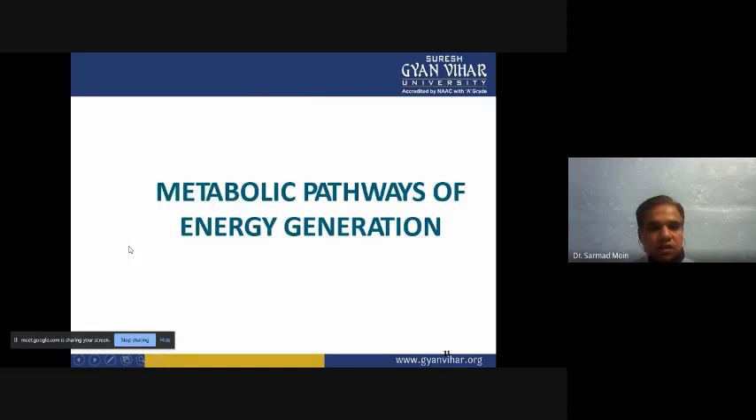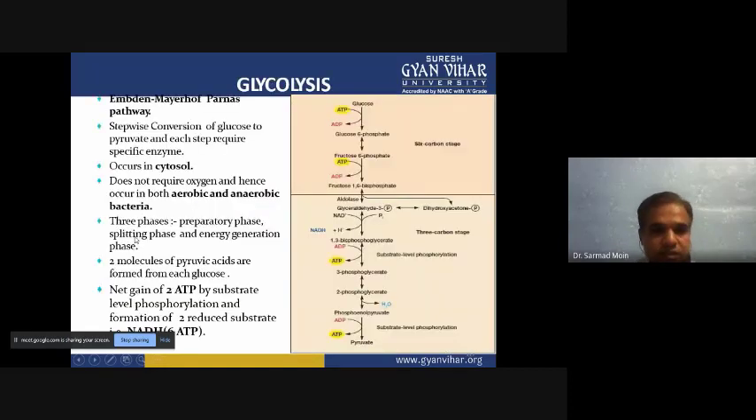Okay, now metabolic pathways for energy production. Various pathways exist. We already saw the glycolysis pathway, where glucose is converted into pyruvate, and in between there are so many compounds and reactions happening, and many enzymes are required to complete it. Each step of this reaction requires an enzyme, and it also requires energy.